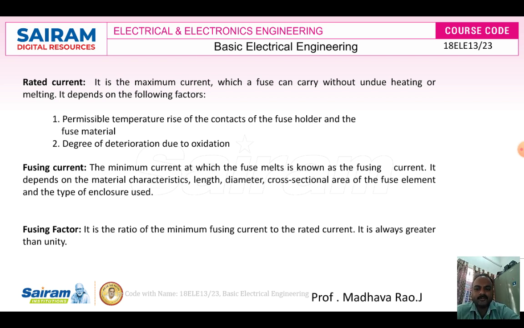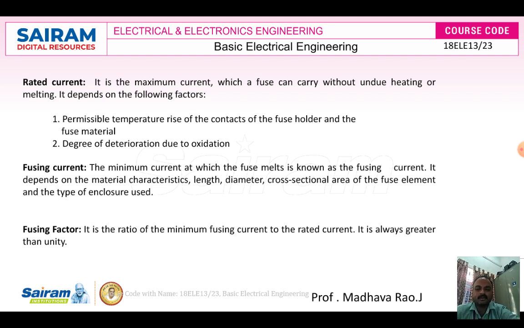Coming to the fusing current: the minimum current at which the fuse melts is known as the fusing current. When a minimum amount of current is exceeded, the fuse element will break the supply. That is called fusing current. It depends on material characteristics, length, diameter, cross-sectional area of the fuse element, and type of enclosure used.